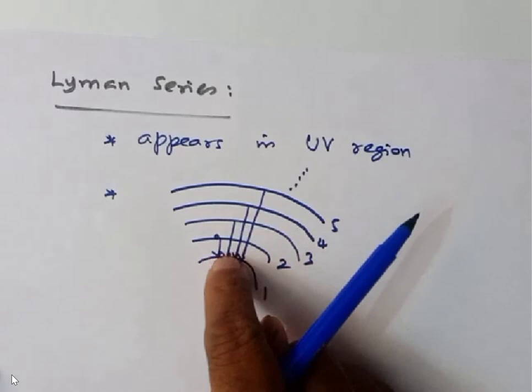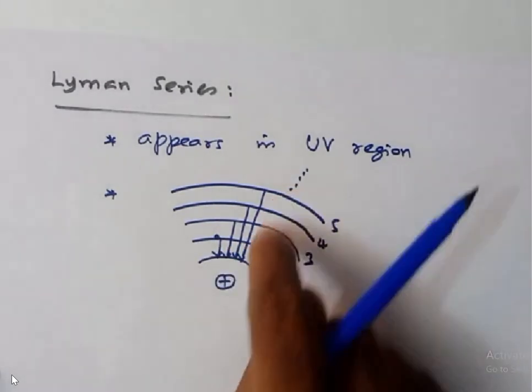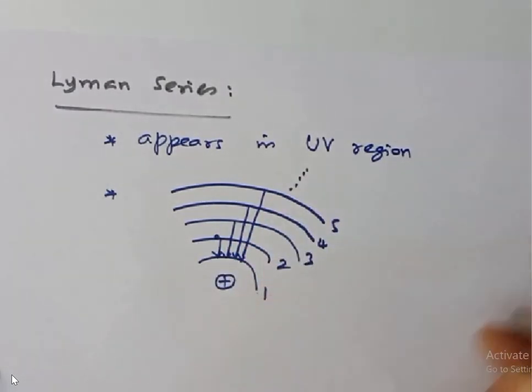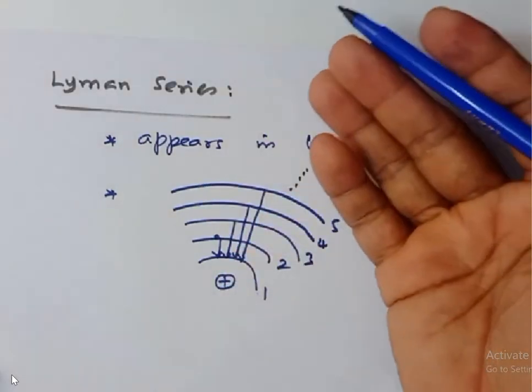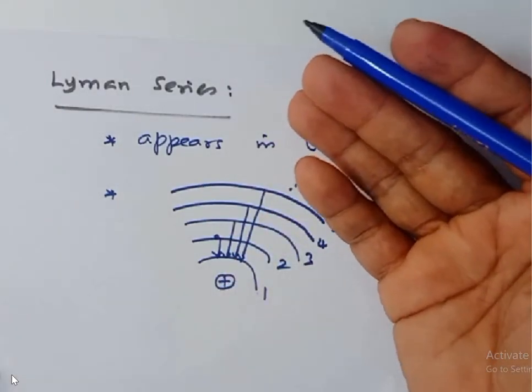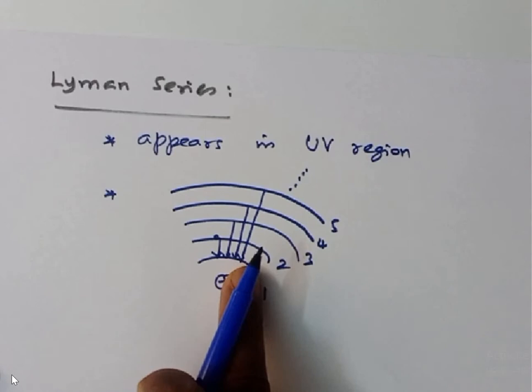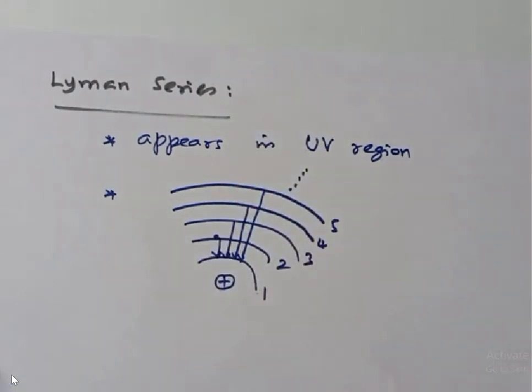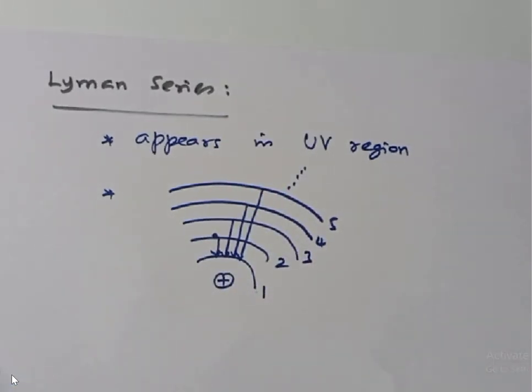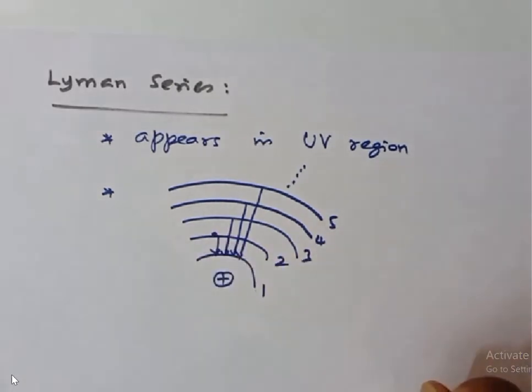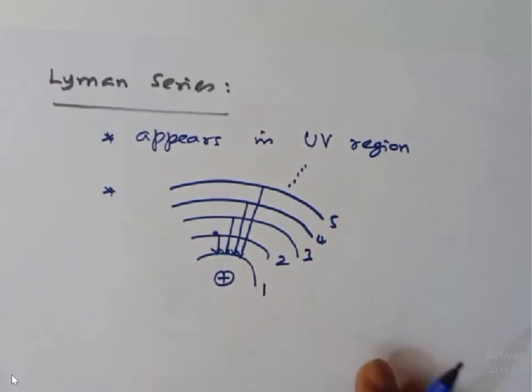Then 3 to 1 will give a line. 4 to 1 will produce a line. 5 to 1 will produce a line. So any higher energy to the first lowest energy transition will produce a line in the spectrum. It is called a Lyman line. All those lines are called Lyman lines, and the bunch is called a Lyman series.